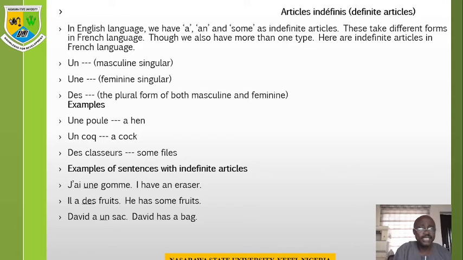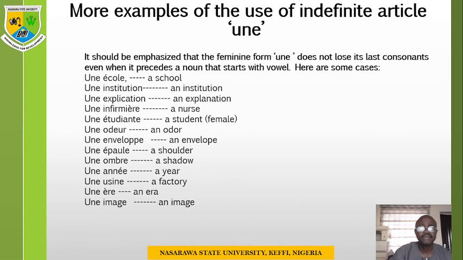Il a des fruits, he has some fruits. David a un sac, David has a bag. More examples of the use of indefinite articles.